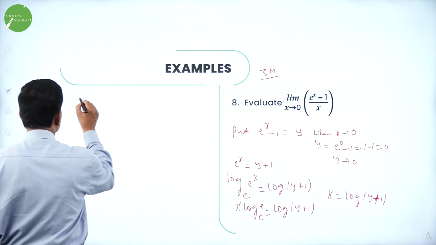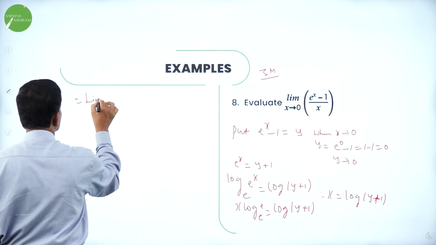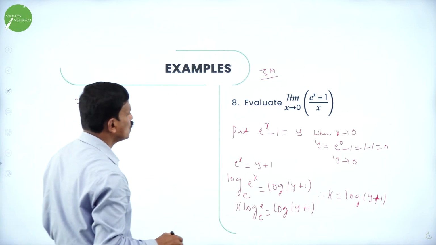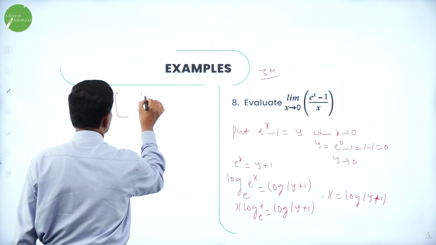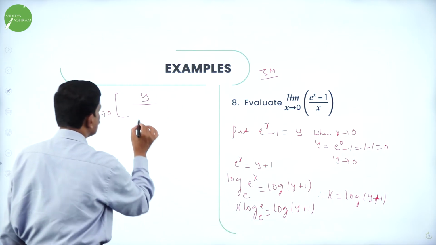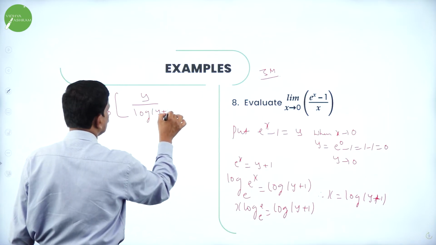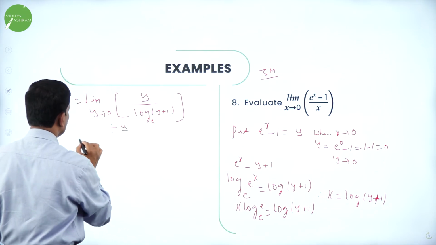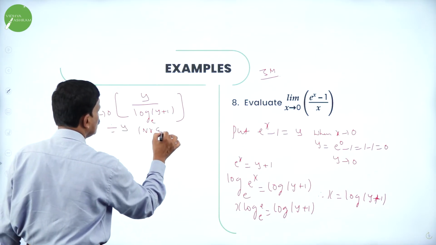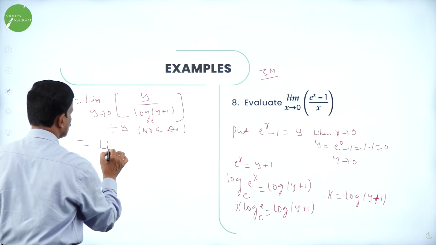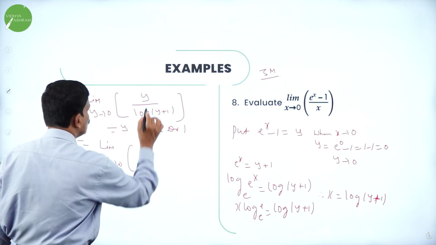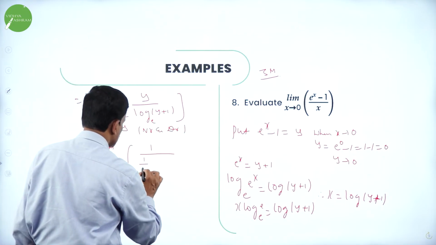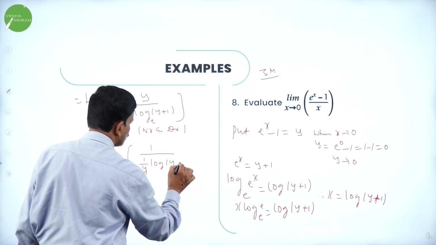Substitute here. So, the given limit can be written as limit x tends to 0, which is converted into y tends to 0. e to the power of x minus 1 is nothing but y, divided by what is x? x is equal to log of y plus 1 to base e. Now, divide both numerator and denominator by y. Then we will get limit y tends to 0 of y by y is 1, divided by log of y plus 1 by y, which can also be written as 1 over y times log of y plus 1.